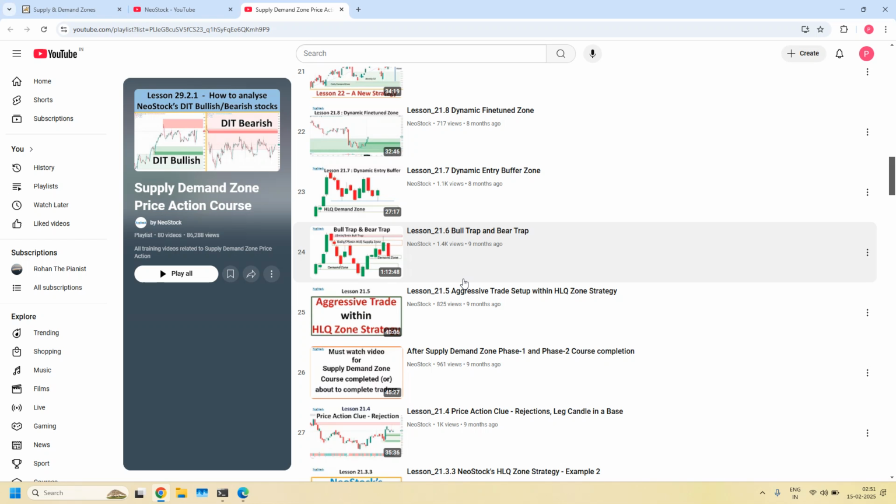When you don't analyze what happened and you take a trade, the zone will be violated and you will be stopped out, and you think that the zones are not working. The moment you are stopped out, you will get disturbed. So many things will happen. So that's why I'm strongly suggesting you don't go with aggressive trade setups at the initial stage.